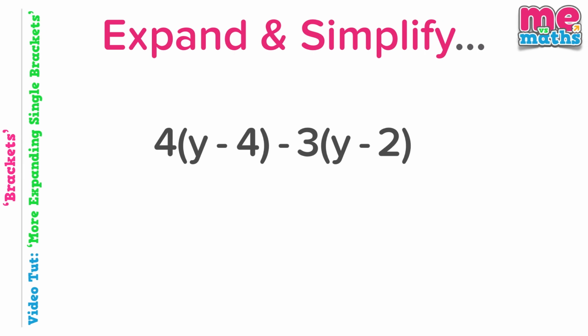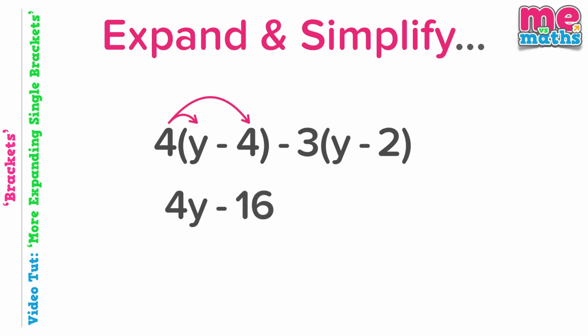Our last example, and this is tricky as we have a lot of negative signs around, so let's take this one on very carefully. The 4 is positive and the y is positive, so the first part is okay. 4y. Next, the 4 outside the bracket is positive, but the 4 inside the bracket is negative as it has a minus sign in front of it. So positive 4 times negative 4 will give us negative 16.